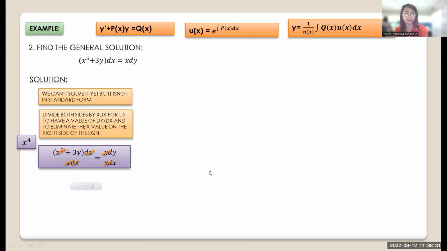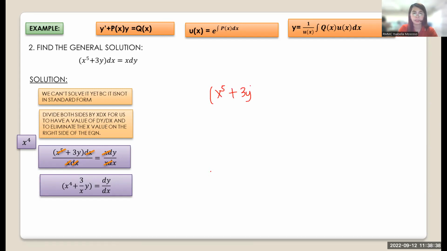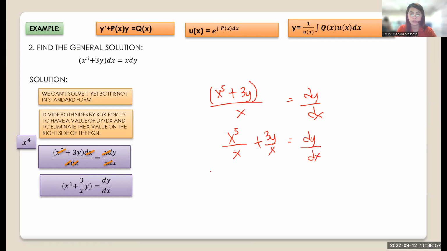So, let us try to simplify na bakit naging ganito ito. Diba you have x raised to 5 plus 3y over x is equals to dy over dx. So, itong term na to, pwede natin siyang i-separate. It's because there's an operation in between. So, you have x raised to 5 over x plus 3y over x is equals to dy over dx. So, simplifying, no, kapag nagde-divide tayo ng same base natin, so ima-minus lang natin yung exponent. So that is x raised to 5 minus 1, that is equivalent to x raised to 4 plus 3 of x, y is equals to dy over dx. Ito na yung nakikita ninyo.